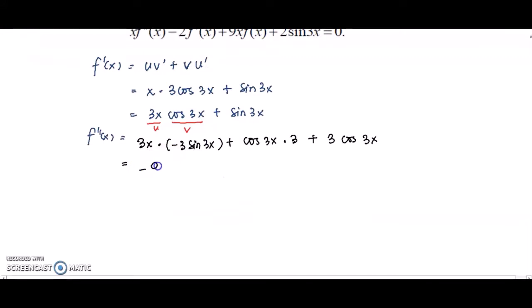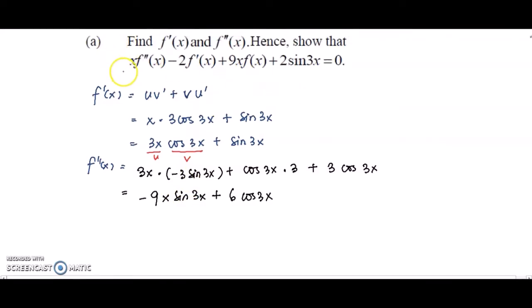Simplify, you get negative 9x sine 3x. Okay, these two terms are like terms. 3 cos 3x plus 3 cos 3x, you got a 6 cos 3x. So now I'm going to prove this statement, which is x f double prime plus 2 f prime plus 9x f(x) plus 2 sine 3x equals to 0. So here this is the statement that we have, the left hand side consists of all these terms and the right hand side is 0. I will prove it from the left hand side.